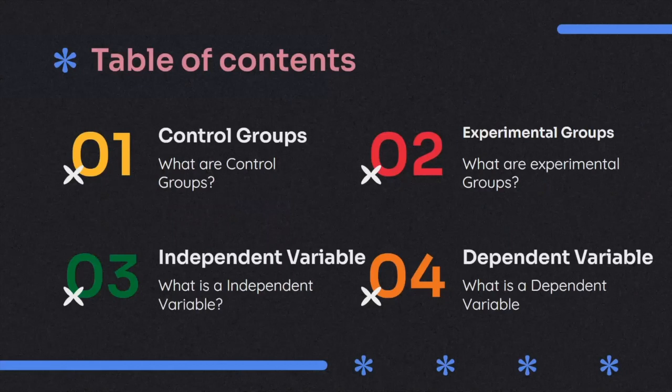Here is the table of contents. First, control groups. Second, experimental groups. Third, independent variables. And fourth, dependent variables.